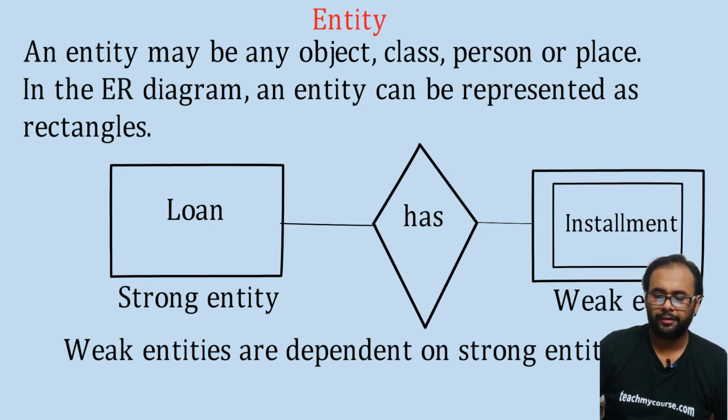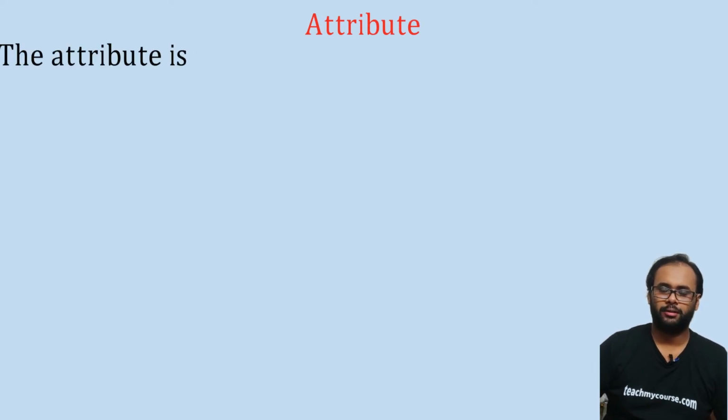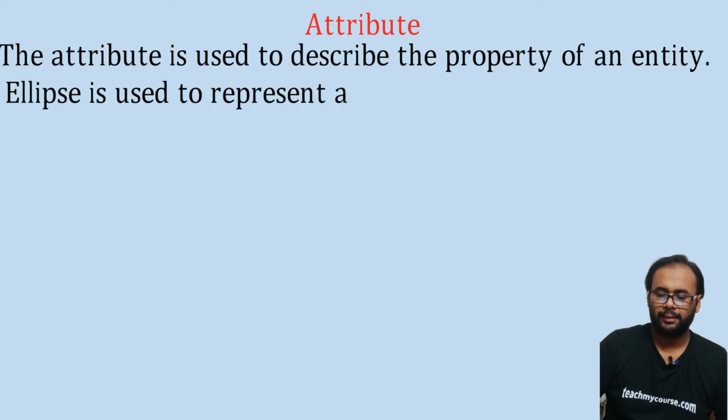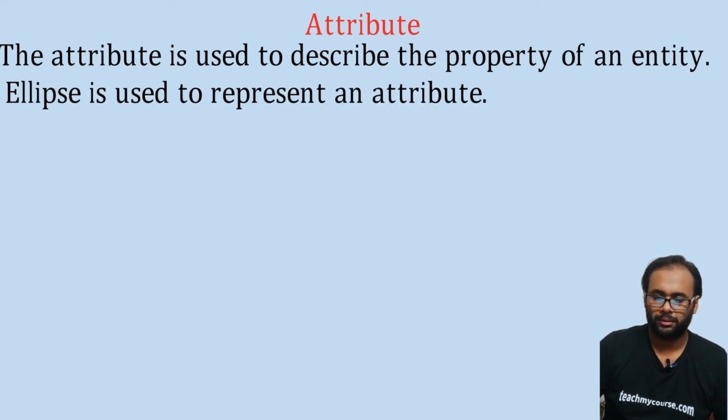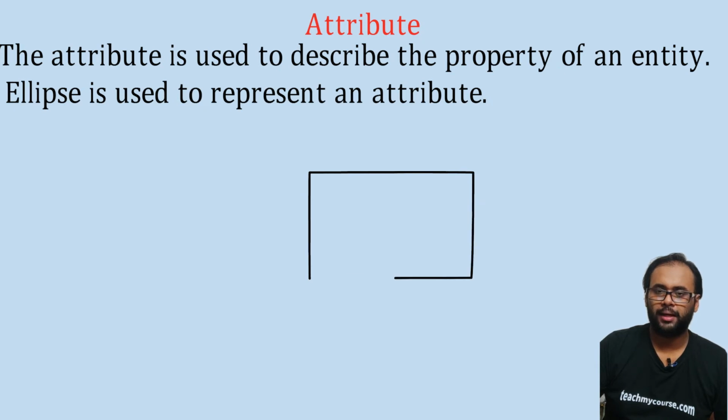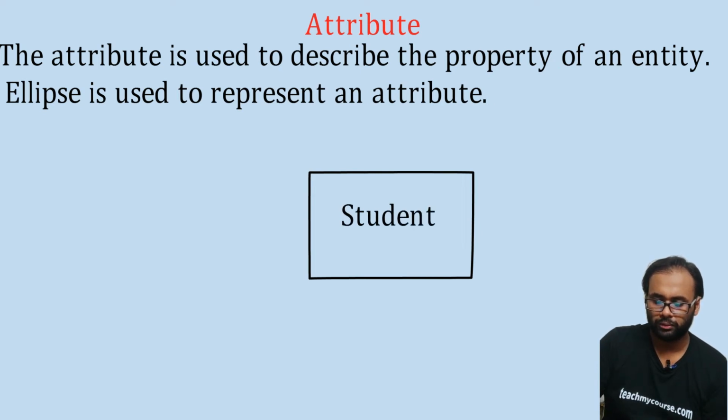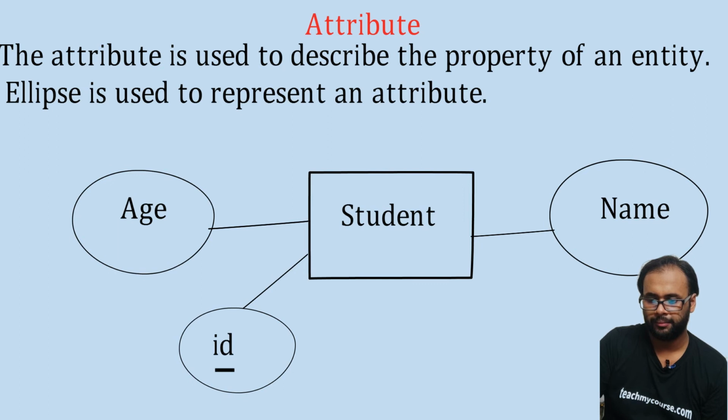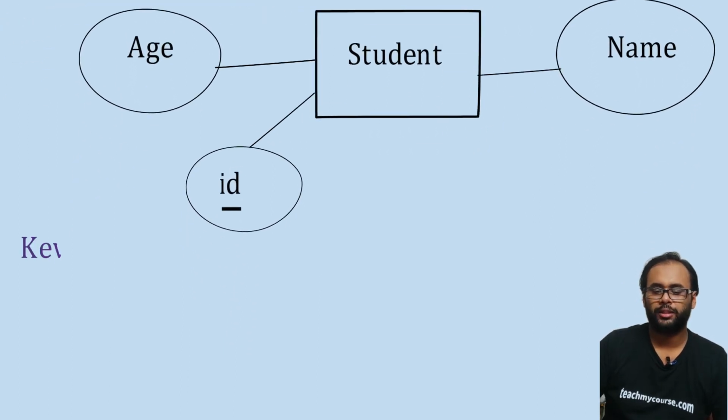Then we have the attributes. So the attributes are used to describe the properties of an entity. So there are various properties of an entity and they are depicted using attributes. Okay, so an ellipse is used to represent an attribute. Like if there is an entity student, it would have various attributes which we see here, like the student would have some age, some name and some student ID. The ID is underlined here, please notice, because it uniquely identifies the student.